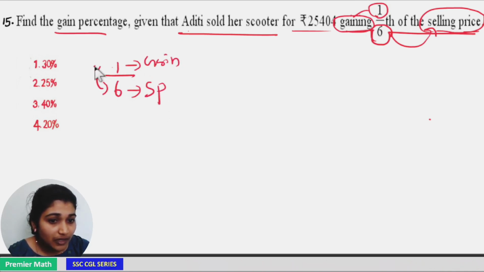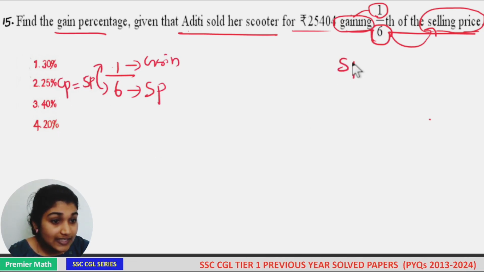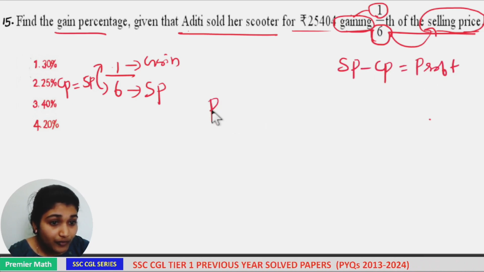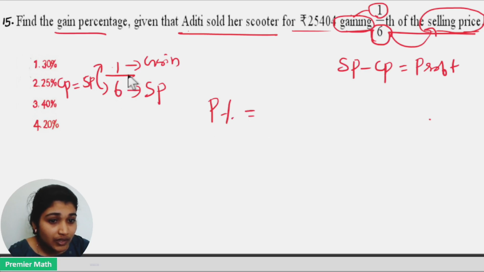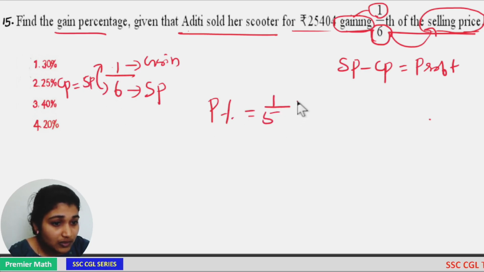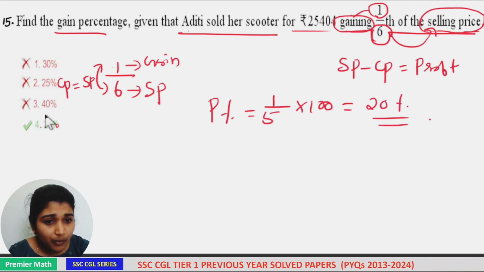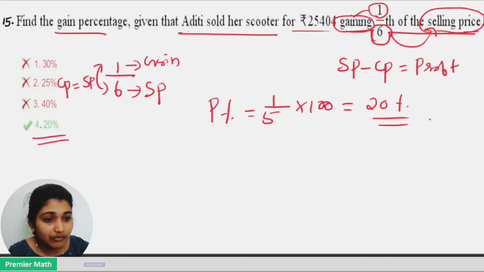Then SP minus profit is cost price, which is equal to 6 minus 1, 5 part. So here SP minus CP is equal to profit. Then profit percentage is equal to, here profit is 1 part out of this total 5 part cost price. If you convert it into percentage, 20% is the profit percentage. Option 4 is your answer. That is this 1 part profit received from this 5 part cost price. So 1 by 5 means 20%.